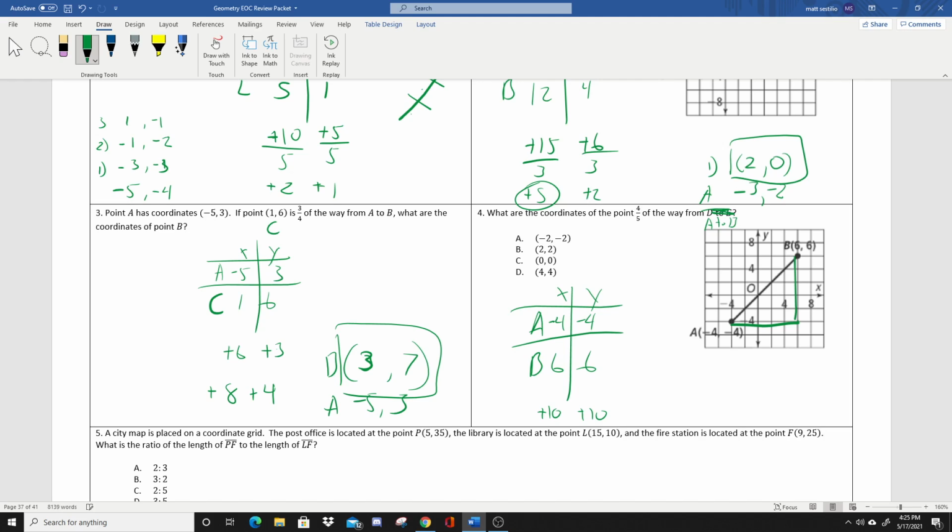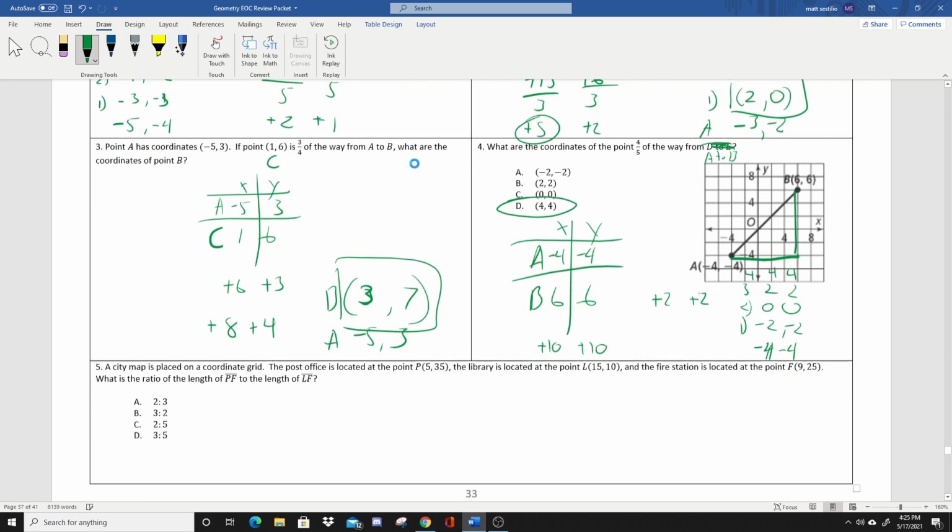What are the coordinates that are 4/5 of the way there? Let's divide this by 5, because there are 5 parts. So that means positive 2, positive 2. If we start at -4, -4, one part would be -2, -2. Two parts would be 0, 0. 3 would be 2, 2, and then 4, which is 4/5, would be 4, 4. So that's your answer.